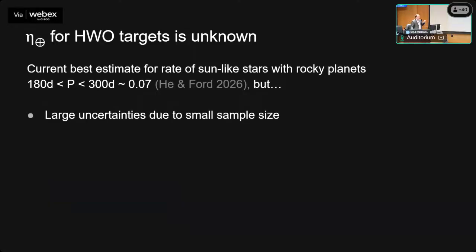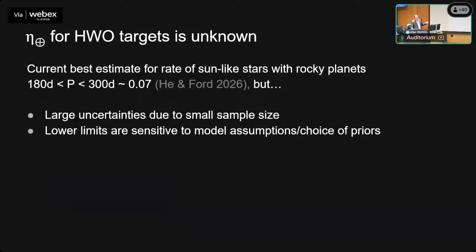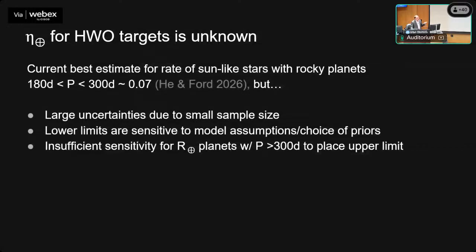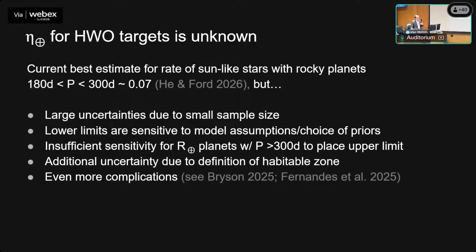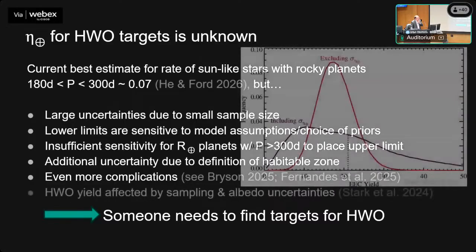So we saw there are uncertainties due to a small sample size. Lower limits are sensitive to model assumptions, particularly when we get to larger orbital periods. We have low sensitivity for the planets to give a firm upper limit. And there are some more complications outlined pretty nicely in two recent review-type articles by Steve Bryson and Rachel Fernandez.